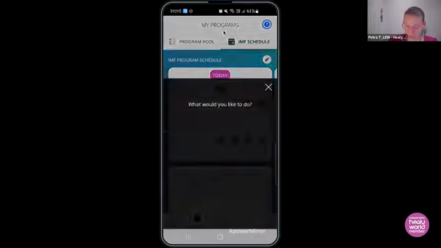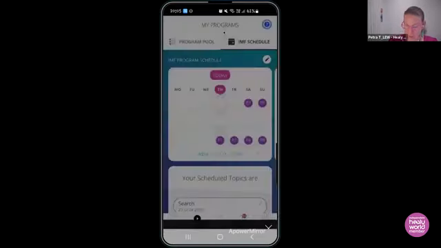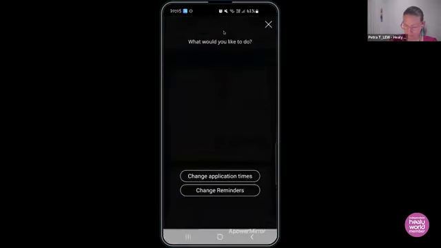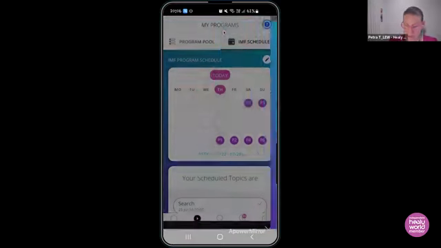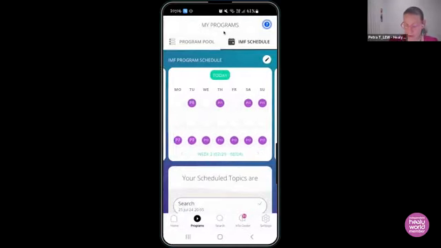But if you want to change the times, you literally click on this little pen and go change application times. And then you can choose: is it morning, afternoon, or evening? When do you want to run the programs? And you can update the schedule and it will run depending on that. It will give you programs based on your choices. And it will give you reminders at those times per day so you can run the program.